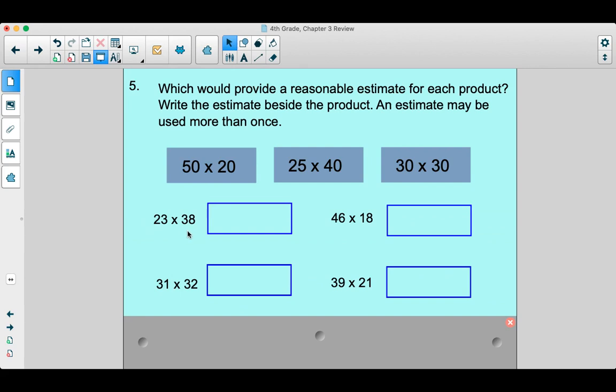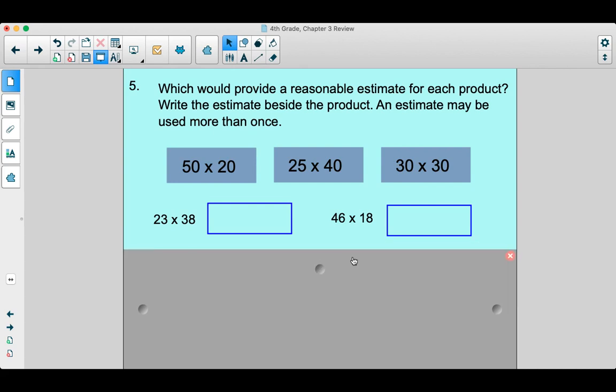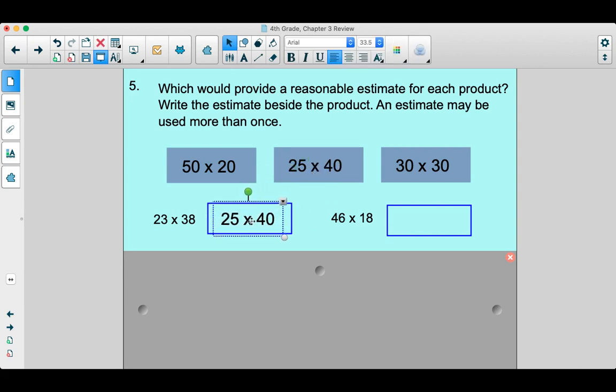So we've got 23 times 38. So which of these would provide a reasonable estimate? Actually, let's keep those covered for a sec. So 23 times 38. Do you think 50 times 20 would be reasonable? Or 25 times 40? Or 30 times 30? So let's see. Well, 23 is pretty close to 25. And 38 is pretty close to 40. So I would say that this one could fit in here. Does that make sense to you? Would that give us a reasonable estimate? We're using compatible numbers, right?